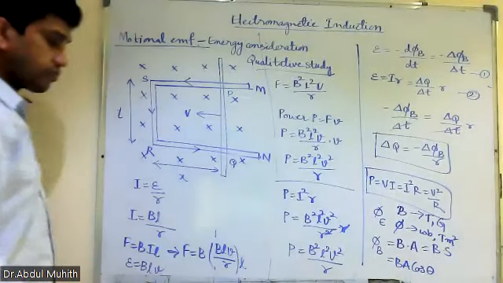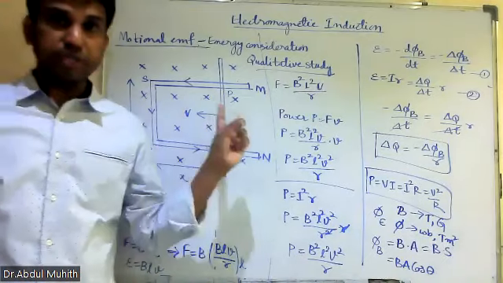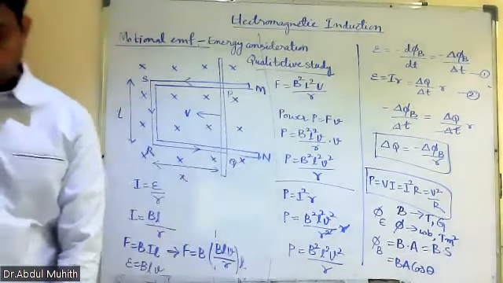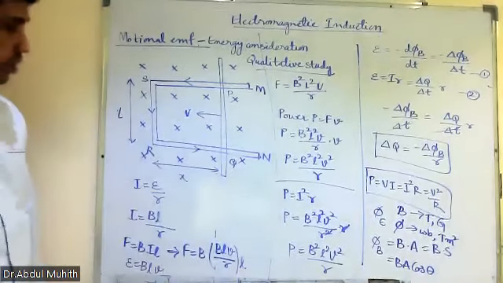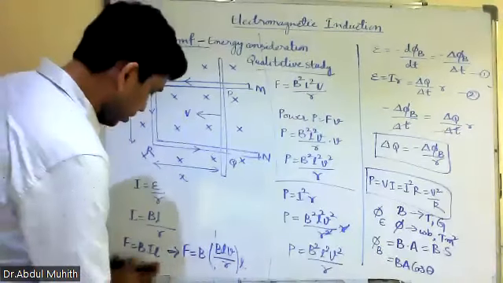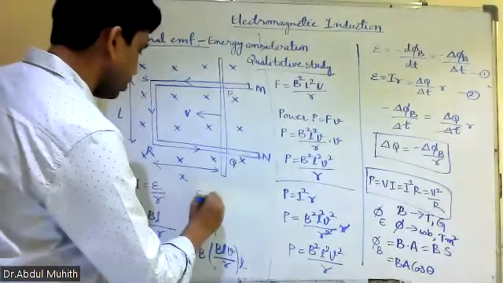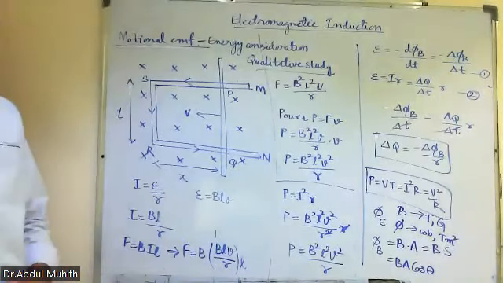Now next is motional EMF. There are two derivations in this. This is the qualitative study. After this I will teach you the quantitative study also. That is a small one only, not a big one. This is the second part. So we have the formula E is equal to BLV. Now suppose this is a cross.